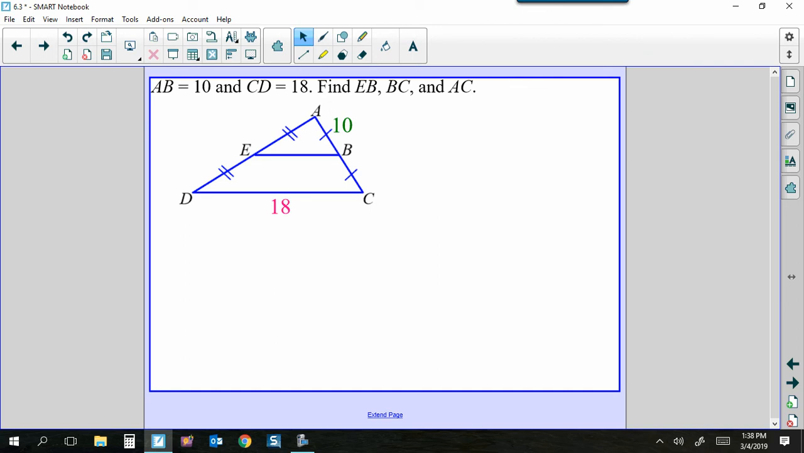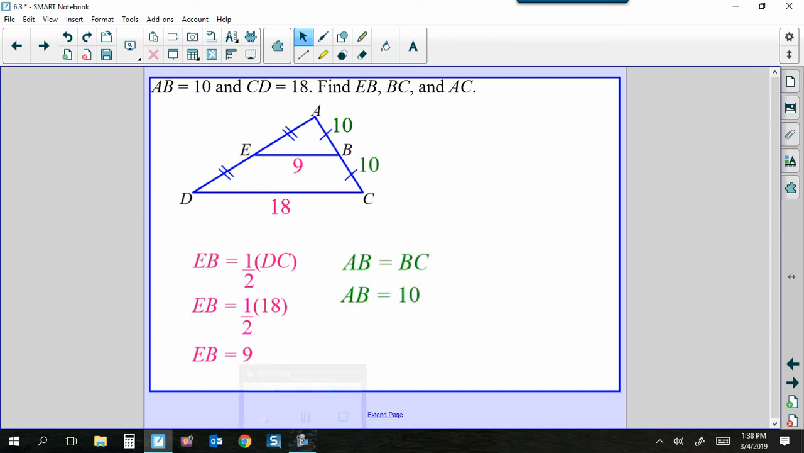Well, that would be 18. So we're able to say that EB is half of DC, which is half of 18, giving us a length of EB of 9. We also know for finding BC that B is a midpoint. So if AB is 10, then BC must be 10. And then lastly, using segment addition postulate, we are able to say that AC would be both AB and BC together, giving me an answer of 20.